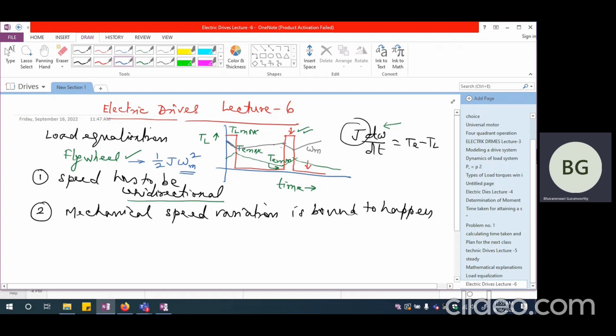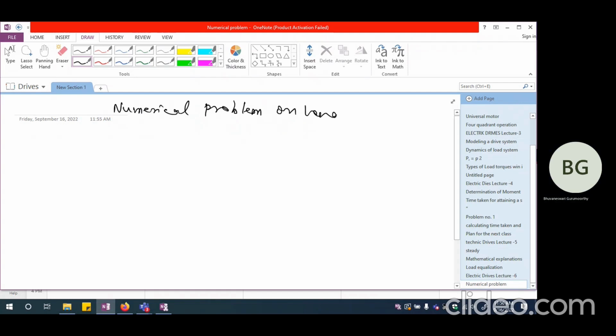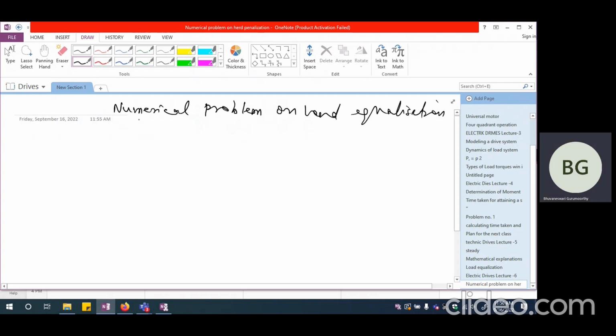Now that we have understood about load equalization, let me try to work out one numerical problem on load equalization. So let me work out this problem so that the concept becomes somewhat clearer. So first of all, the problem statement goes as follows.